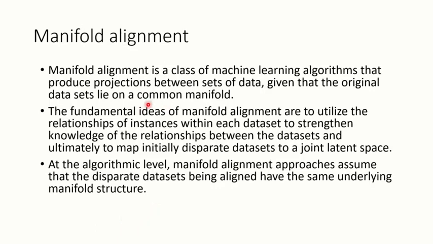Yeah, so after you project data points onto the common manifold, okay, the manifold is a latent structure. You don't see it, but you use this idea to utilize the relationship within each data set to strengthen knowledge of the relationship between the two different data sets. Yeah, so basically you align them onto the joint latent space.